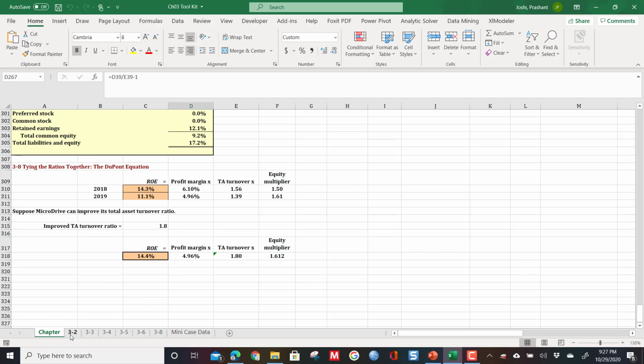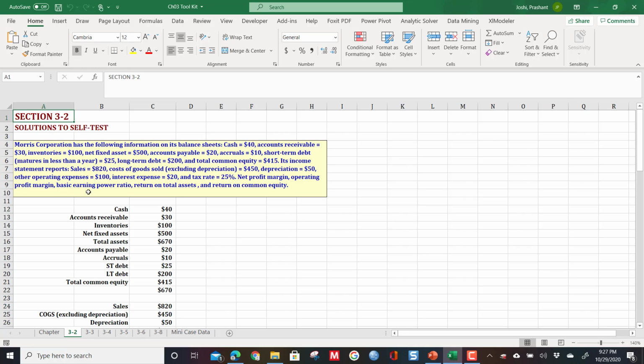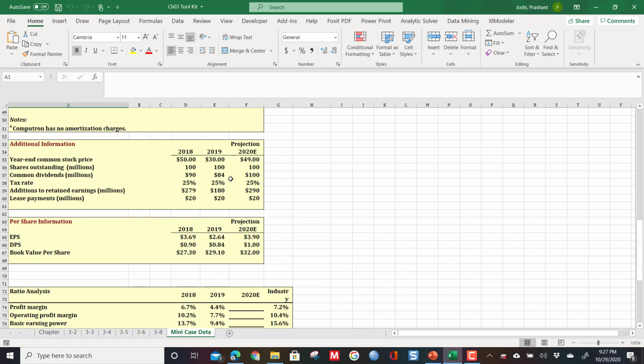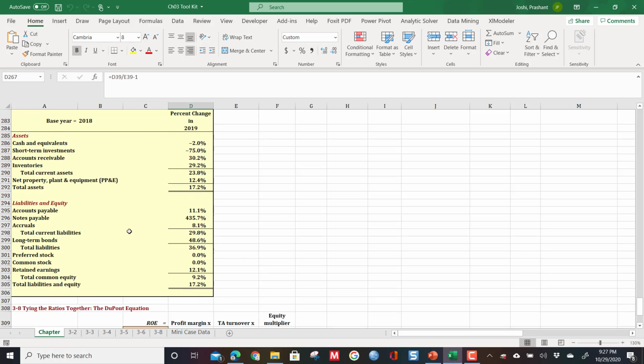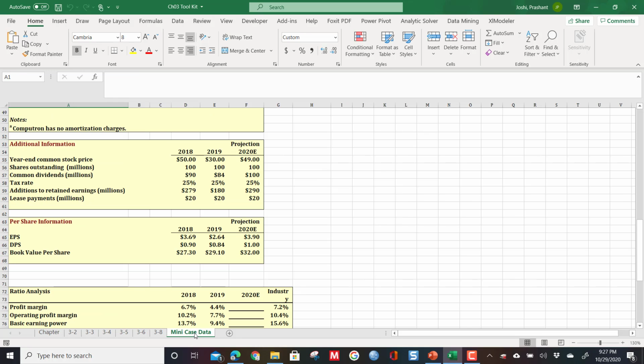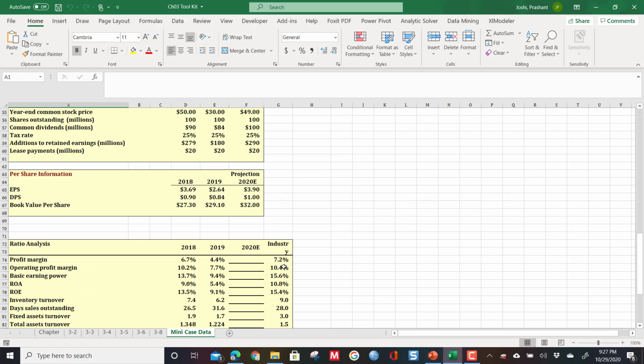It also contains solutions to the self-test and some mini case data which you can work along with, and you can find the ratios by referring to the discussion in the chapter in the chapter Excel worksheet in the spreadsheet. Then you can work on it in order to test your knowledge. You can work in the mini case spreadsheet to find the answers for those cells.